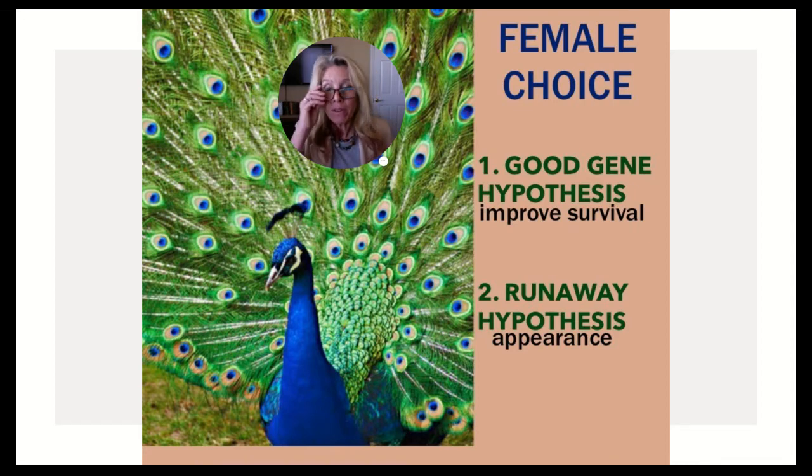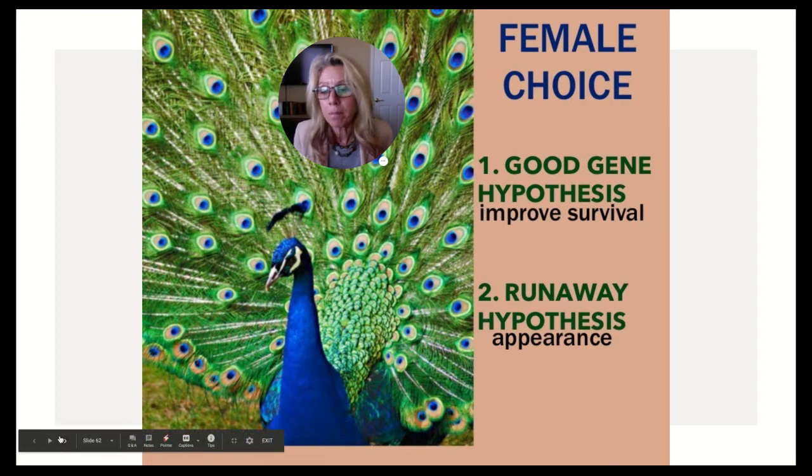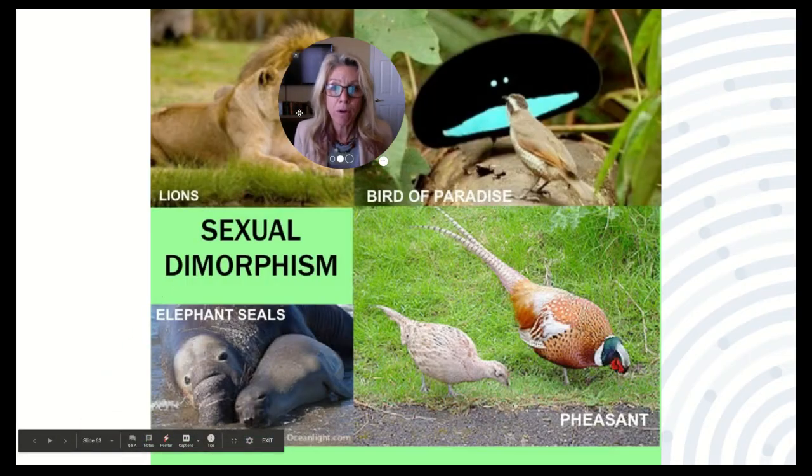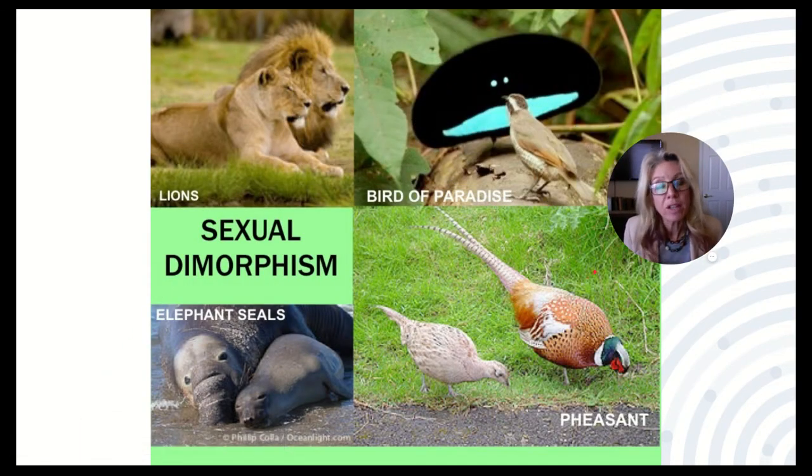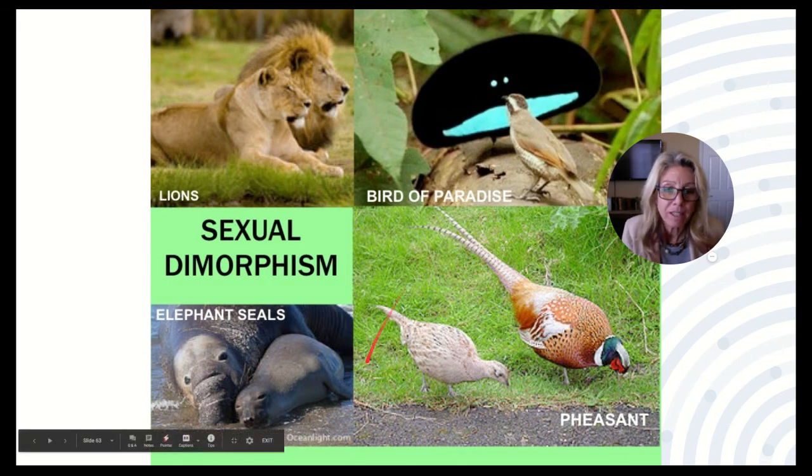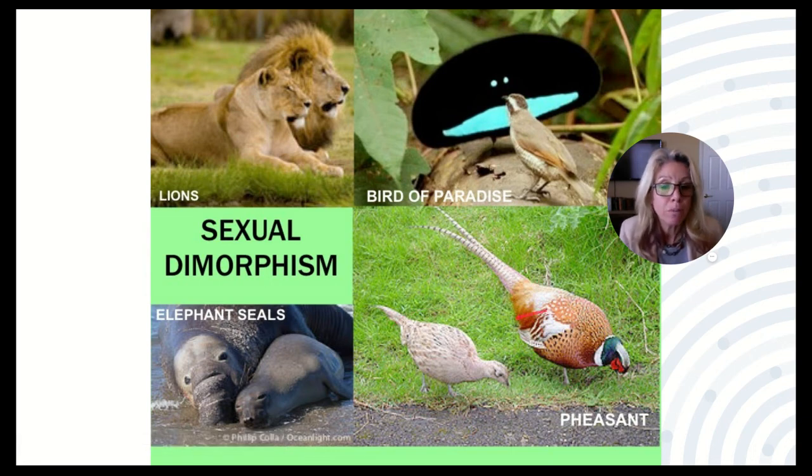Now, this also points out, especially with the peacocks, sexual dimorphism. This is where the males and the females look markedly different. In my class, we'll be watching several different videos, especially with birds, and you can really see that. But look right here at the pheasant. Look at her coloration and look at his coloration. They serve two different purposes.